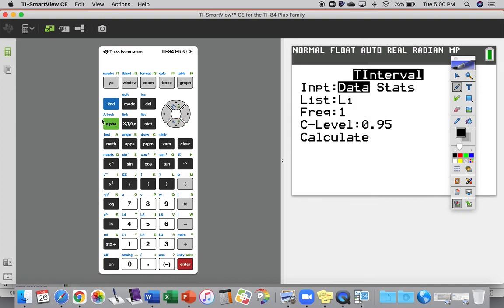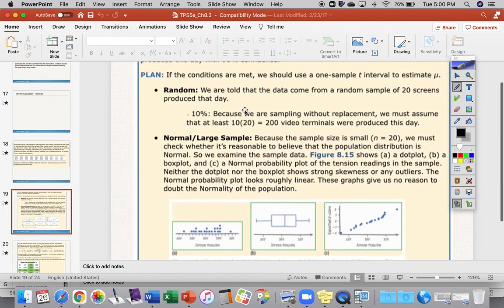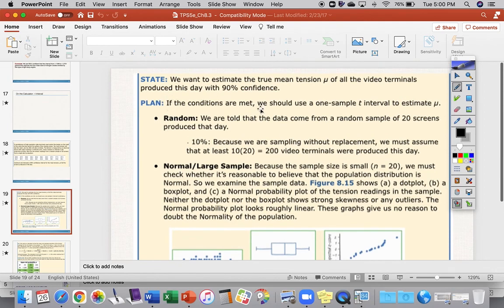Now, a reminder, think about this. We're about to do our checks of conditions. Let's take a look. Random, we are told the data come from a random sample. Plan, we will use a 1 sample t interval. Name the test, check the conditions. So state, plan, do, conclude. I'm getting ahead of myself. First, let's state. We want to estimate the true mean tension of video terminals at a 90% confidence. So what do you want to find? What confidence? Plan, name the test, check the conditions. The test is a 1 sample t interval.